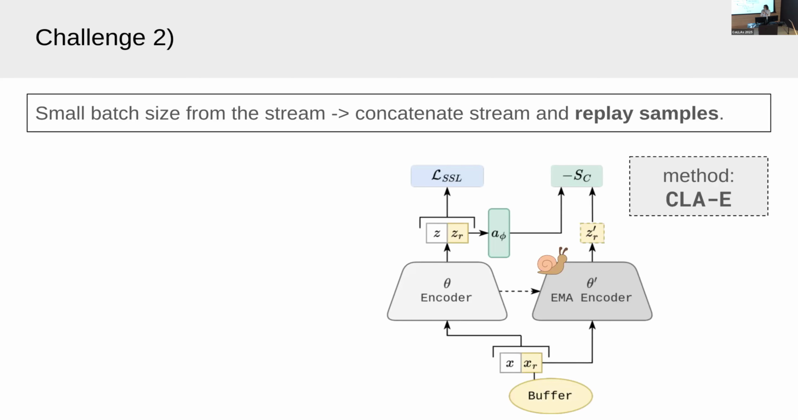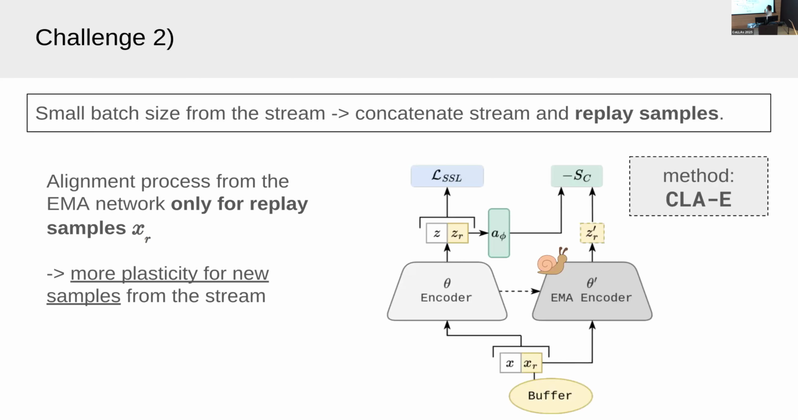One particular thing that we did is that we kept in mind the stability-plasticity trade-off. We wanted to maintain stability for past samples in the buffer. So we apply the alignment process only to samples coming from the buffer, while the current samples coming from the stream are not subject to this alignment loss, and thus they are granted more plasticity.